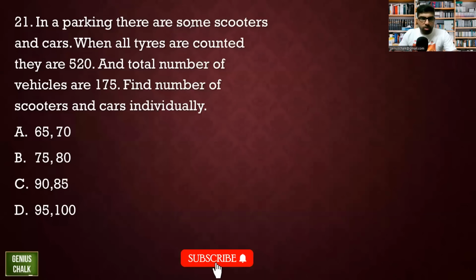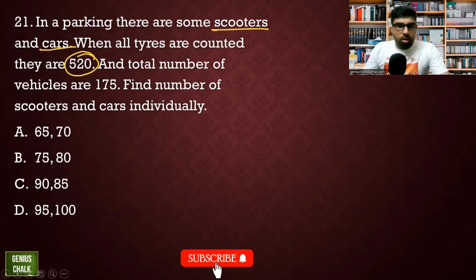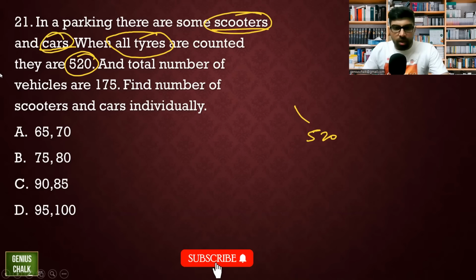In a parking, there are some scooters and cars. When all tires are counted, they are 520. Now all the similar types will cover now. So when all tires are counted, they are 520. So overall, all tires, there were scooters, there were cars. Okay. So if you calculate, if all tires are counted, they are this.